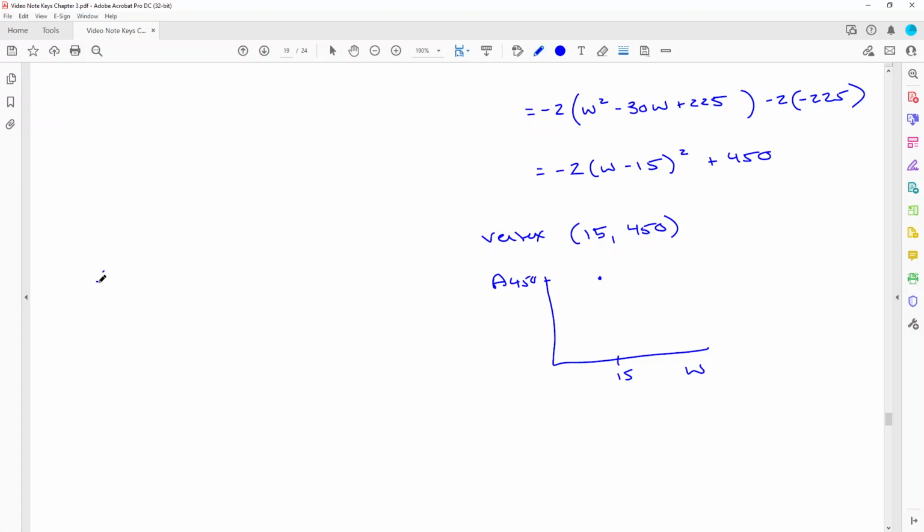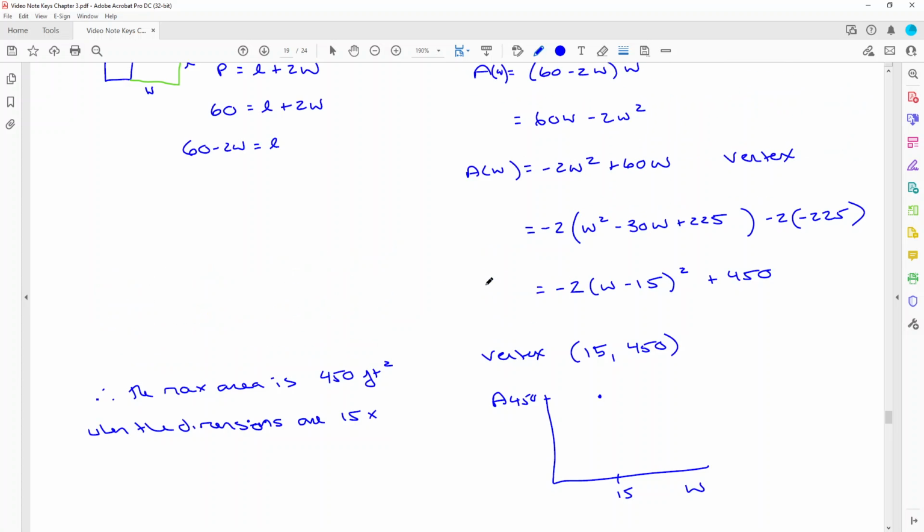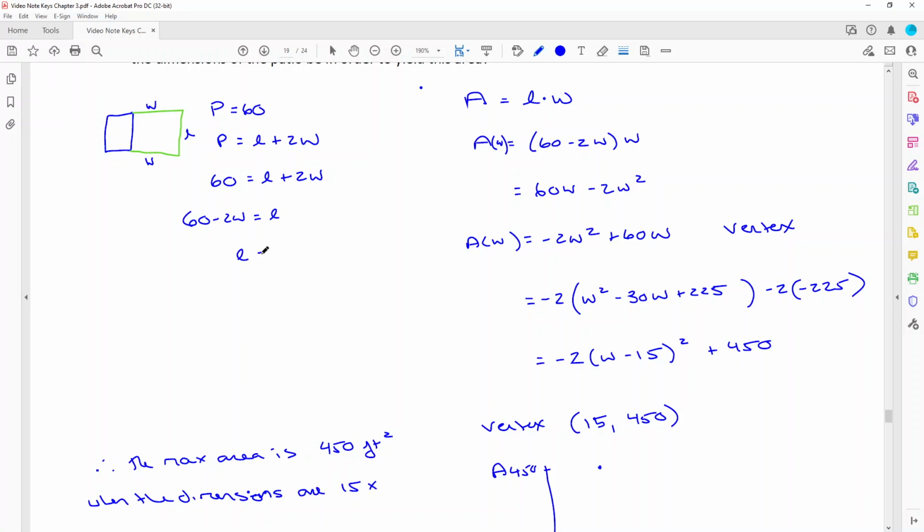So let's answer it. Therefore, the max area is 450 square feet when the dimensions are 15 by, now when the width is 15, what is the length? So length would be 60 minus 2 times 15. So that would make it 30. So when the dimensions are 15 by 30.